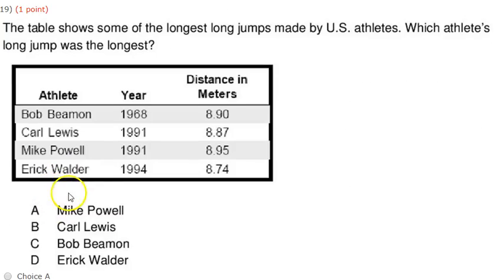Number 19. The table shows some of the longest long jumps made by U.S. athletes. Which athlete's long jump was the longest? So this table shows some famous athletes and their long jumps and the year that they did it. Which athlete's jump was the longest? Okay, so you've got Bob Beamon with this number, Carl Lewis with this number, Mike Powell with this number, or Eric Walder with this number. Who jumped the longest?